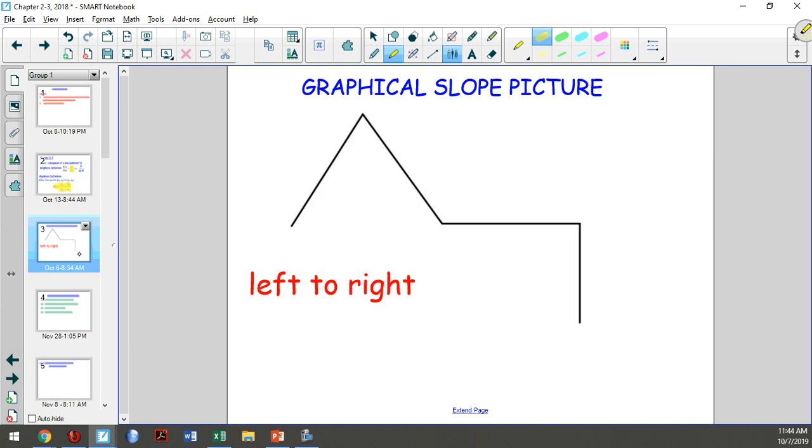This is the slope picture, okay? Now, you are going to read this thing from left to right. So if I put myself at the bottom of this mountain, what am I doing?